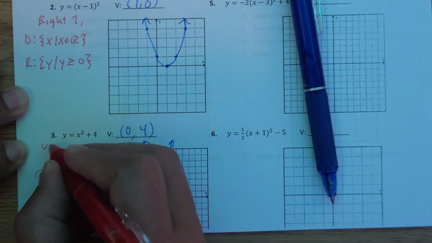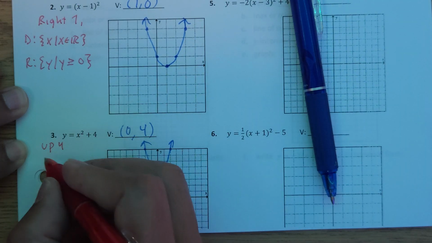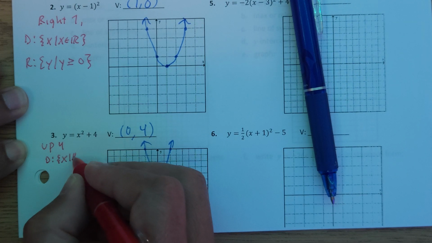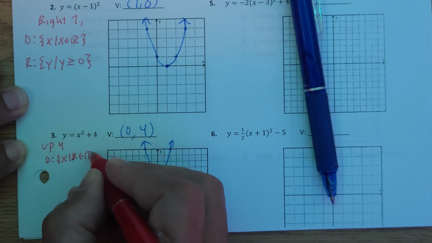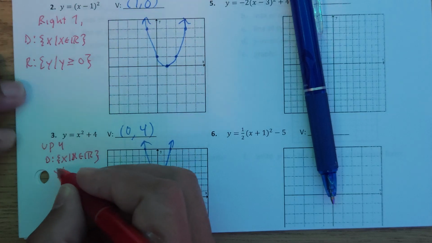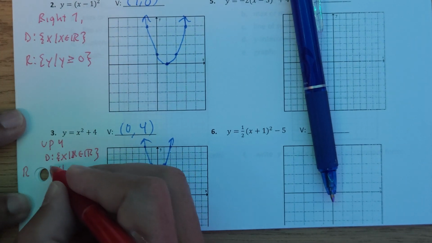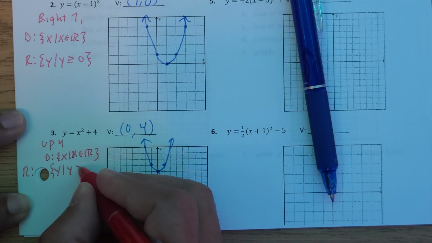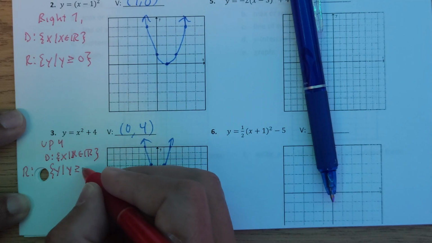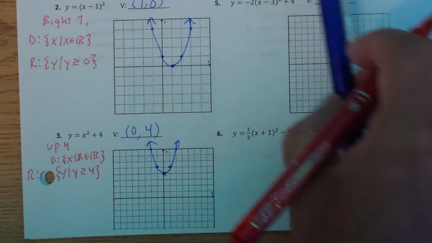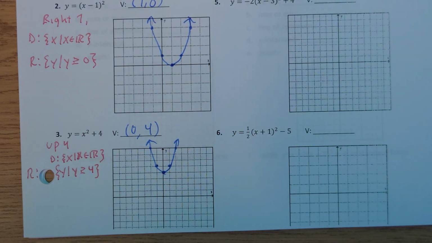Transformations, only one, up 4 units, and then domain does not get affected by the transformations. It's all real numbers every single time for quadratics. The range depends on the value of k. So then I'm going to do R here, y such that y is from 4. Okay, from 4 the graph goes up, so greater than or equal to 4, and there you have the domain and range and transformations in the graph of this function. Let's go on to the next example.